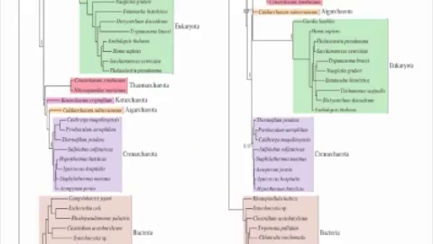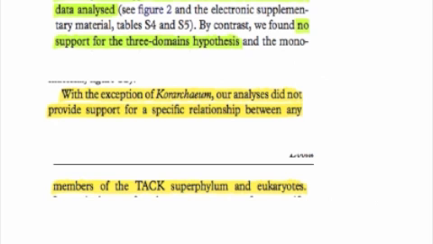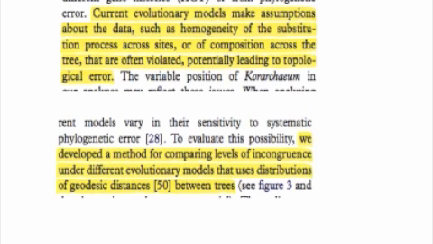But they try. So they go through their data and they basically try to figure out which one it is. And they say, with the exception of this one core archaeal group, they couldn't find any statistical support for any of the archaeal groups being the sister group to eukaryotes in this study. There's a little bit, like a smidgen of a hint of some connection to this core archaeal group.